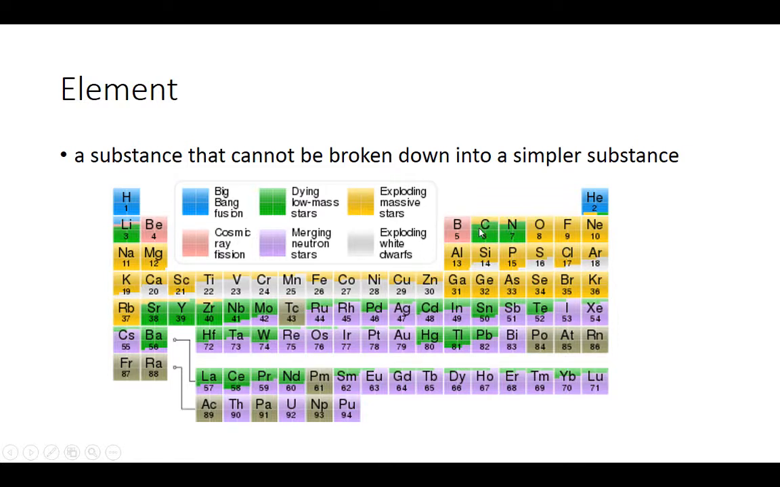So if you took a carbon atom and sliced it in half, you would no longer have carbon. You would have protons and neutrons. So an element is something that if you take a chunk of carbon and you keep breaking it into smaller and smaller pieces, you still have carbon until you get down to 1 atom of carbon.